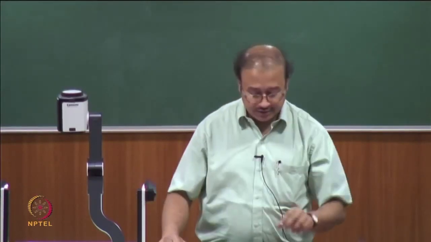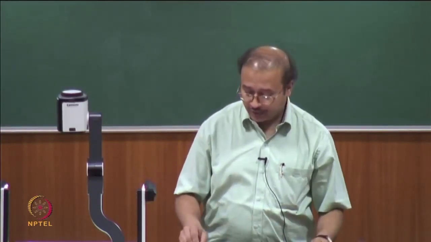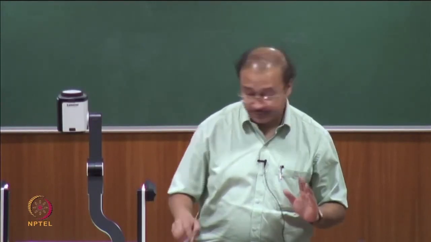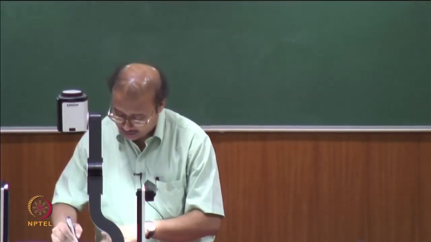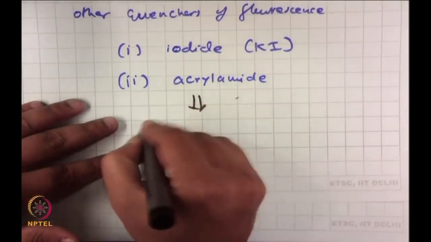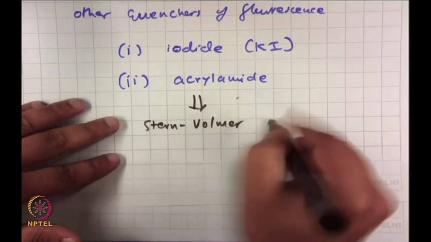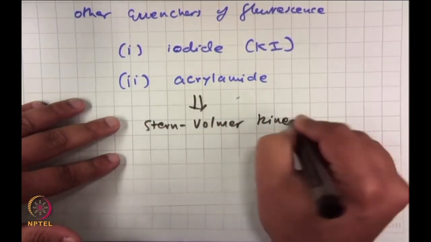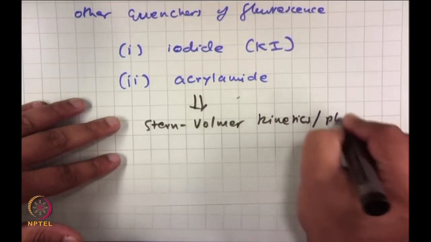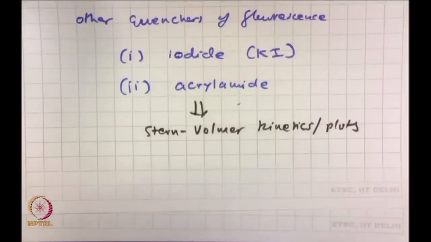Okay. So this leads to a completely separate chapter on quenching. And this can be referred to as Stern-Volmer kinetics or plots. Okay. Right? I mean, just know this. We'll not discuss it right now.